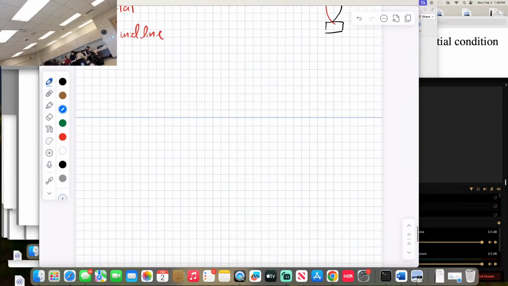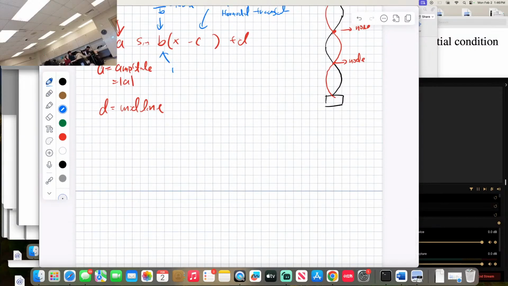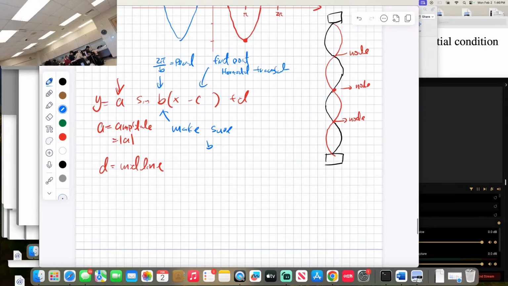So I'm gonna start with the easy one. I'm gonna start with the actually okay one. So make sure B is outside. Can you scroll? B is outside of parenthesis always. That should be your first step.